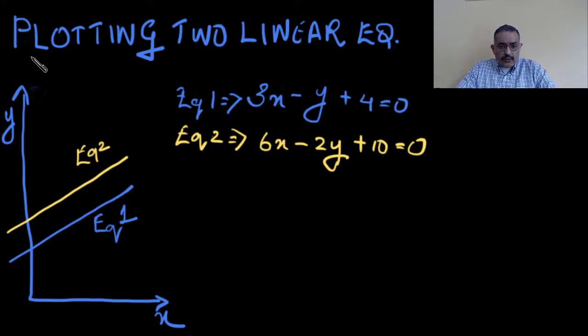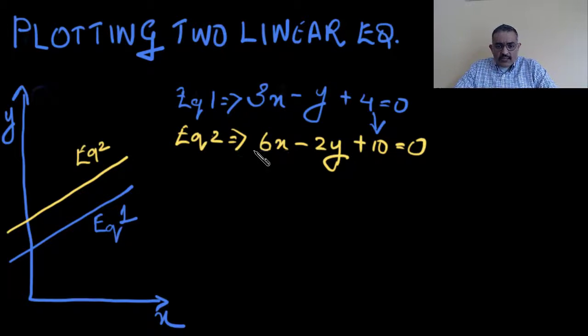Now let's take a look at option 2, where we have two parallel lines representing equation 1 and equation 2. I have two example equations right here. Equation 1 is 3x minus y plus 4 equal to 0, and equation 2 is 6x, 2 times 3 is 6, 6x minus 2y. Notice it is multiplied by 2 on the y coefficient, plus 10 equal to 0. Now this is not proportional, but the other two are proportional.